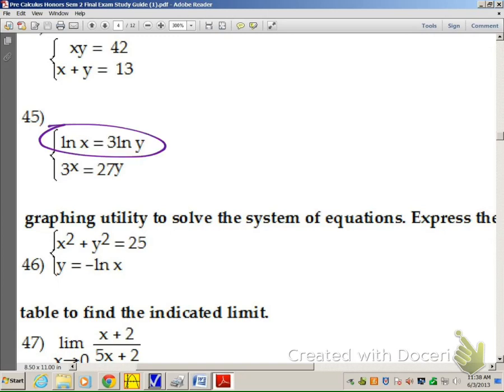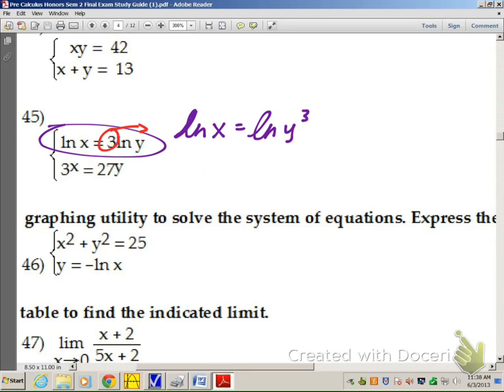solving for y, a couple of ways we could do this. The one that stands out to me is if we take the ln of x on the left and rewrite the right-hand side, bringing this coefficient over to the exponent position, so we can write the right side as ln of y to the third.